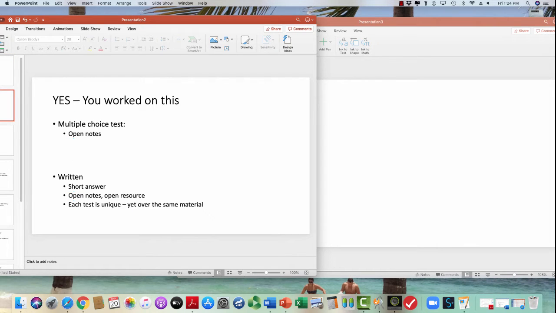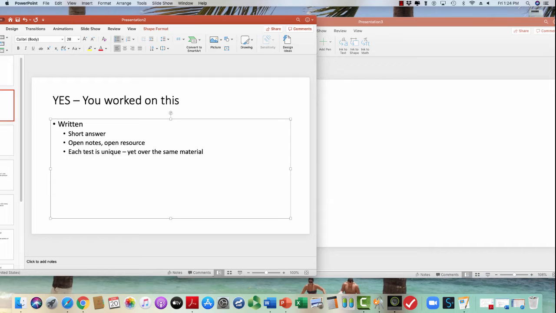I want to point out, you actually worked on this. We're not going to do a multiple choice test. We're actually going to just do a written test. It's going to be short answer problems, open note, open resource, basically anything that you find. The test is going to look a little bit different. It may have some OWL problems, but usually these are ones I've written. Each test will be unique.